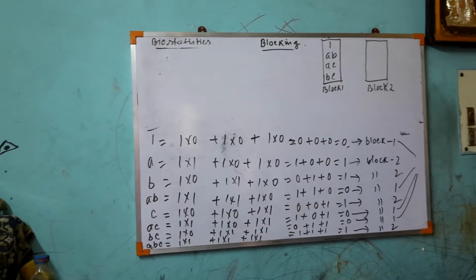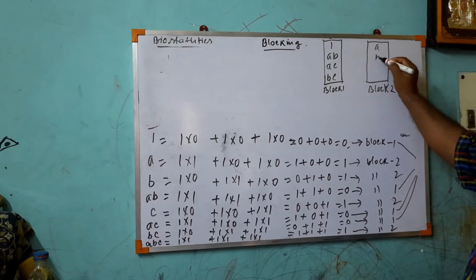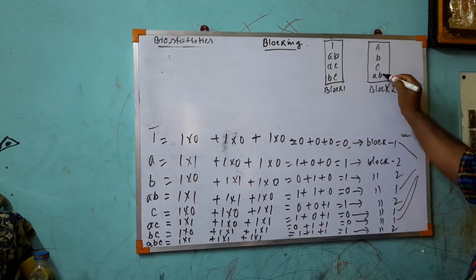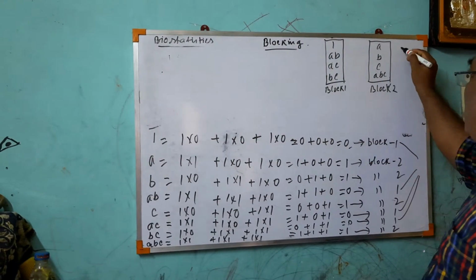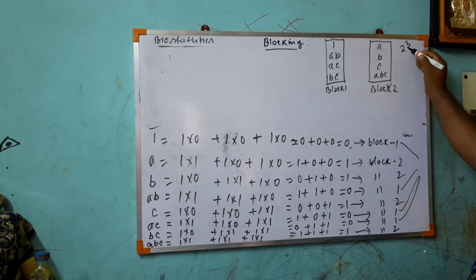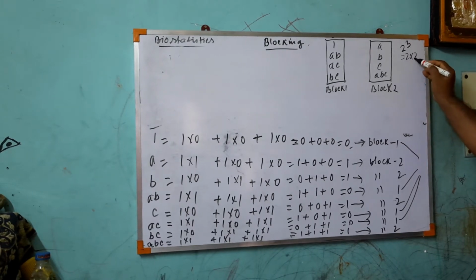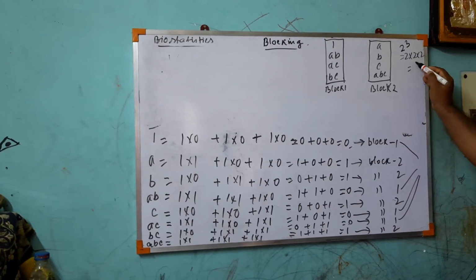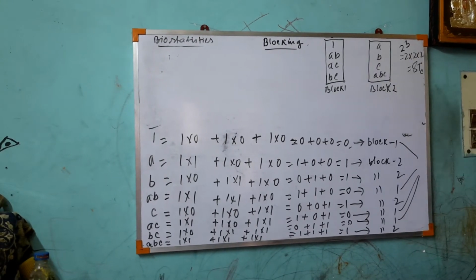A, B, C. These are blocks. Because in 2 cube factorial design, 3 factors at 2 levels, the total treatment combination is 2 into 2 into 2, that is 8. 8 treatment combinations. These are the 8 treatment combinations.